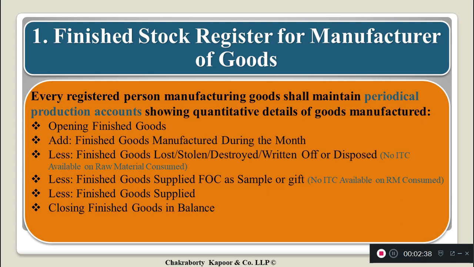Again, it is to note that input tax credit will not be available on raw materials which are consumed in the production of finished goods which are lost, stolen, destroyed, written off, or disposed of. Or whatever finished goods are supplied free of cost as sample or gift, input tax credit will not be available on the input purchase used in the production of such finished goods.